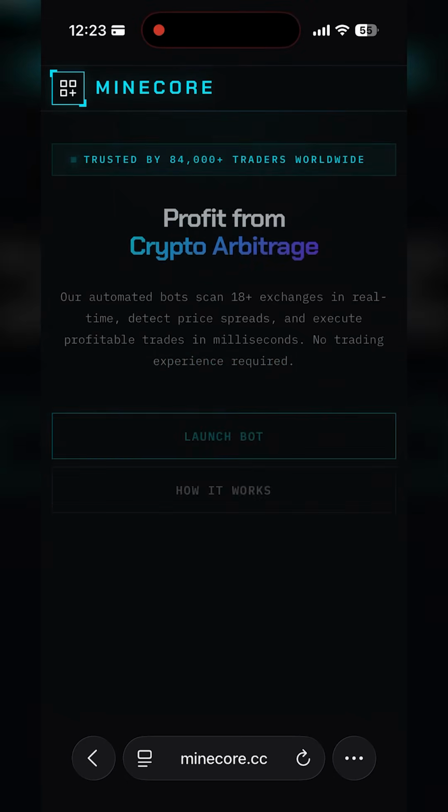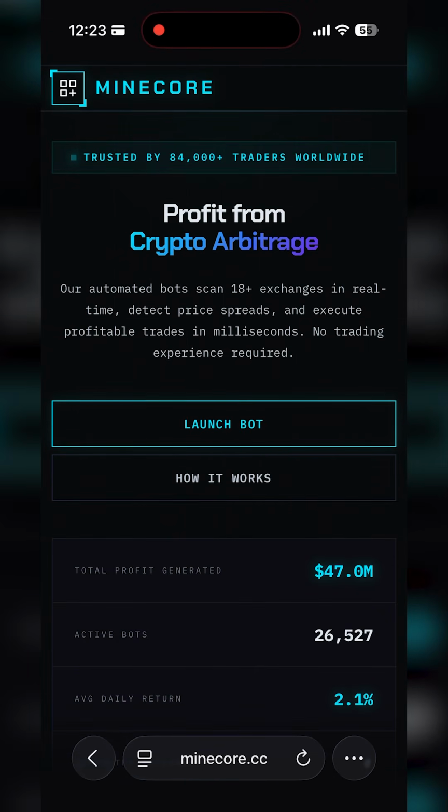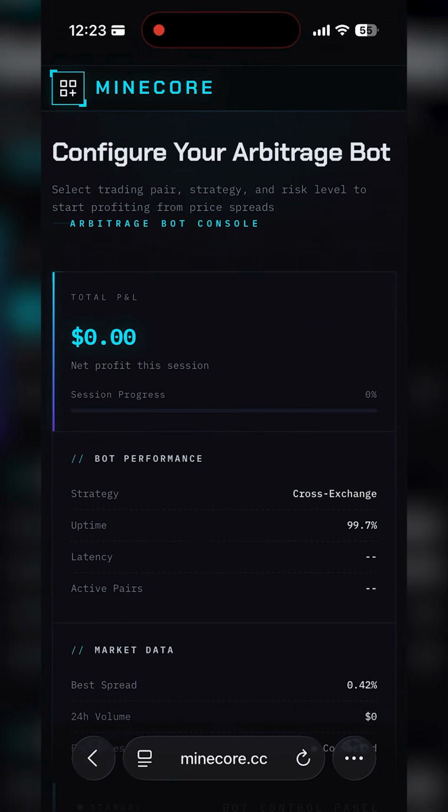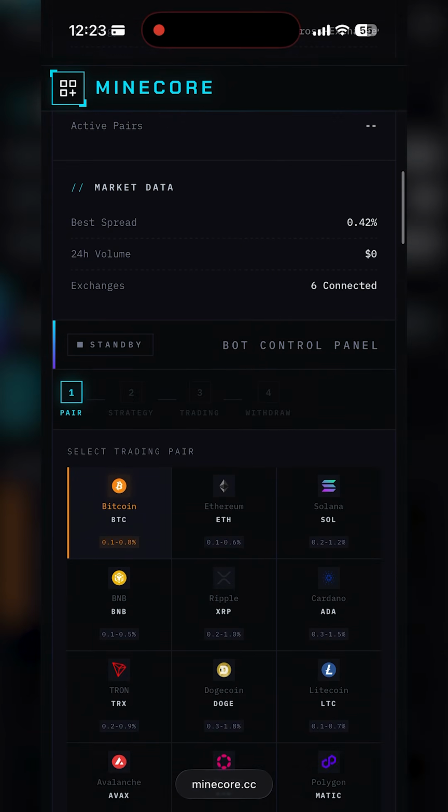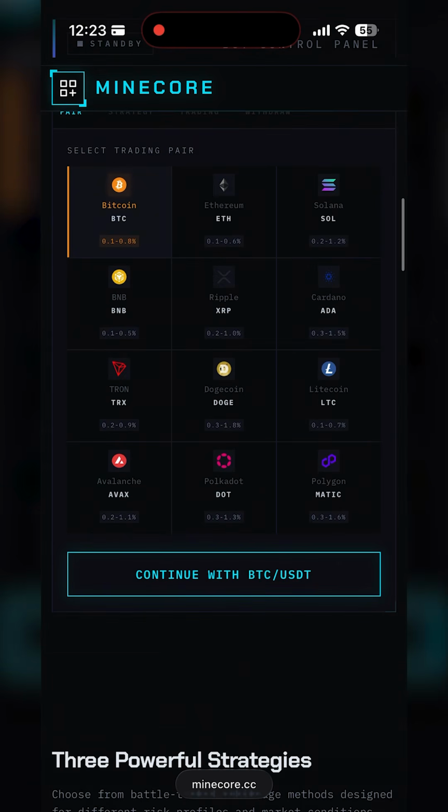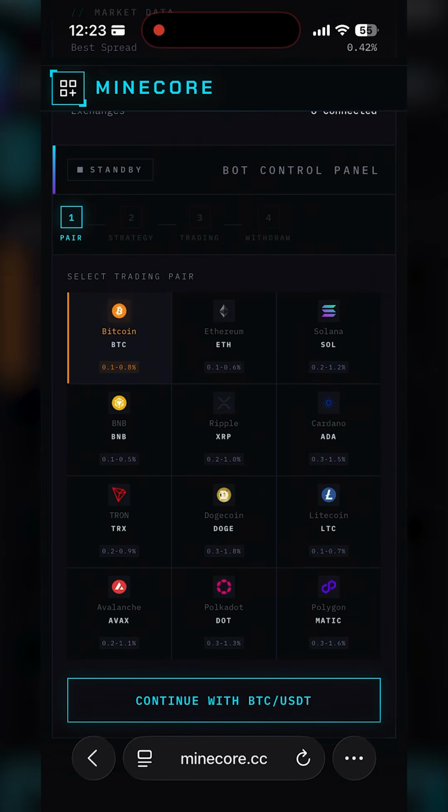Okay, so here's the AI app. I'm pressing Launch Bot right here. Okay, it's open, and the first thing it's asking me to set is the trading pair. Worth knowing here, this bot operates across 18 exchanges simultaneously, which is why the coin options are actually pretty wide. I'm going Bitcoin today, keeps the walkthrough clean and easy to follow.